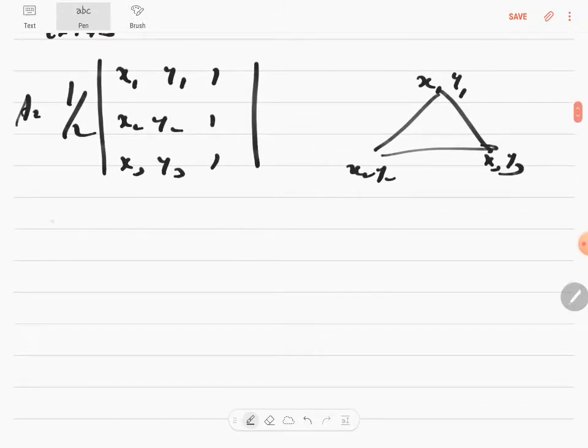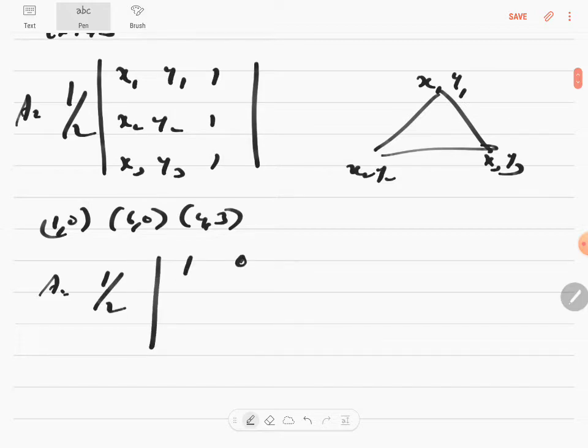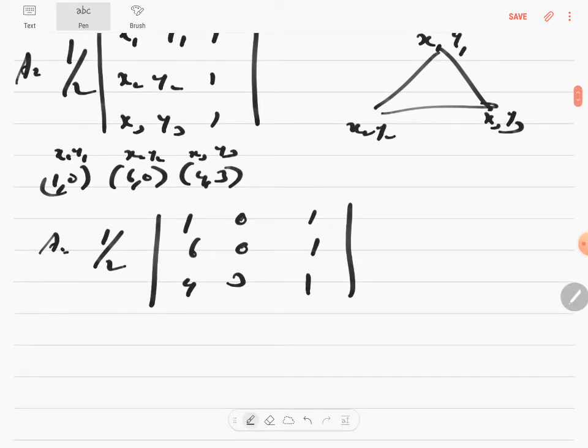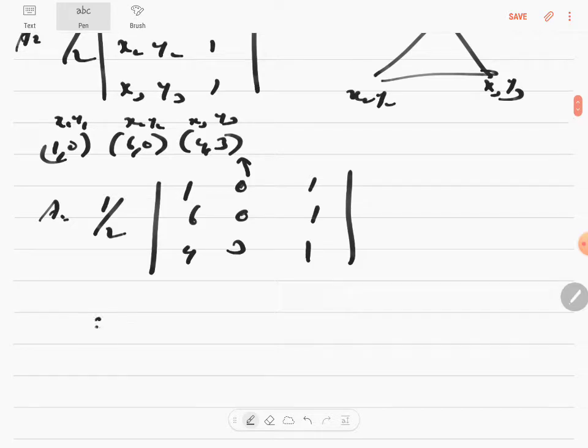The first question they have given 1, 0, 6, 0 and 4, 3 to be the points. Obviously, if you want to find the area, it's half of the determinant of 1, 0, 1, because this is x1, y1, then x2, y2, x3, y3. So 6, 0, 1, and 4, 3, 1. The moment you see this is a determinant, you can take out from one column. If anything is common, you can take it out. So it will become 3 by 2, and the determinant 1, 6, 4, 0, 0, 1, 1, 1, 1.